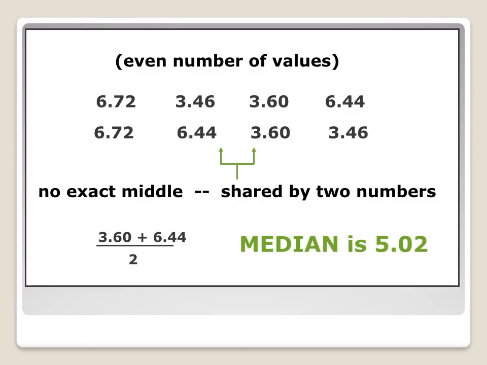So if we take this original data set of 6.72, 3.46, 3.60, and 6.44, we're going to line them up from highest to lowest. And then our two middle scores, because we don't have an exact number of scores, we're going to take those two middle ones, that 6.44 and that 3.66, and what we do is we add them together, divide by 2, and we're going to come up with a new calculated median. At this point, the median for this distribution is 5.02.